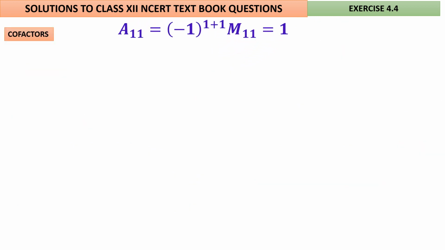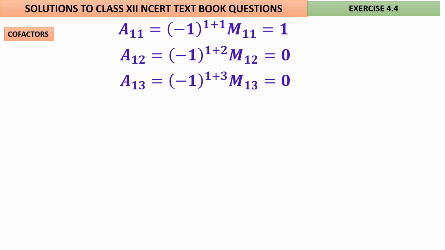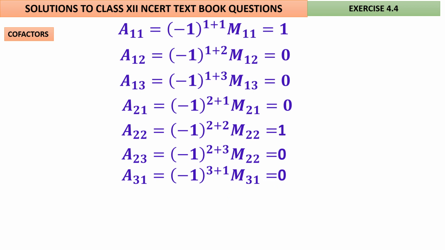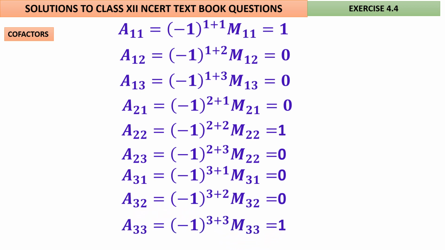For A11, it is minus 1 whole power 1 plus 1, therefore positive. A12 should be negative, but there is a 0, therefore no need to worry. A13, once again 0. A21, 0. A22, positive, therefore 1. A23, it is 0. A31 is positive, therefore 0. A32, it is 0. A33, it is 1.